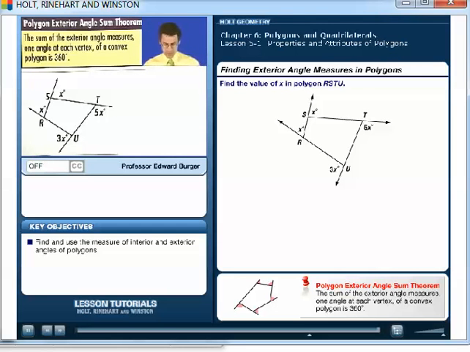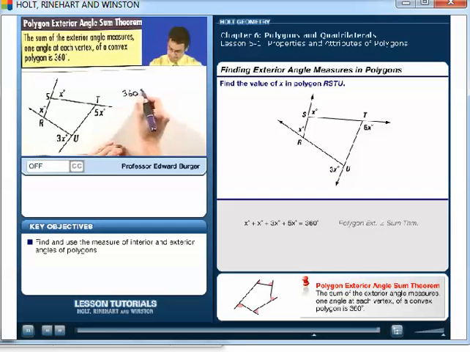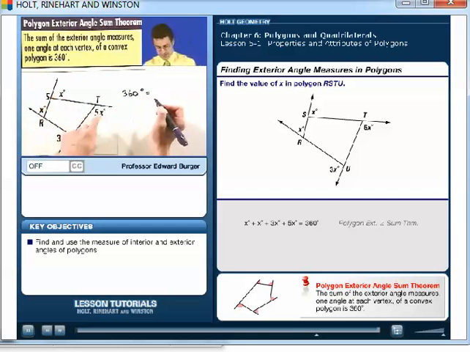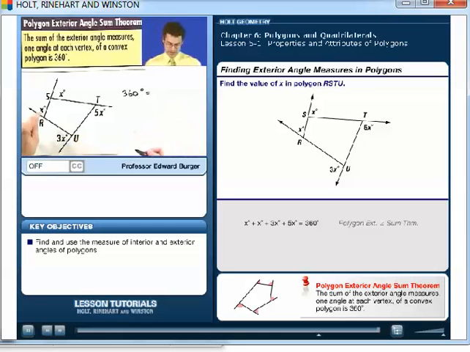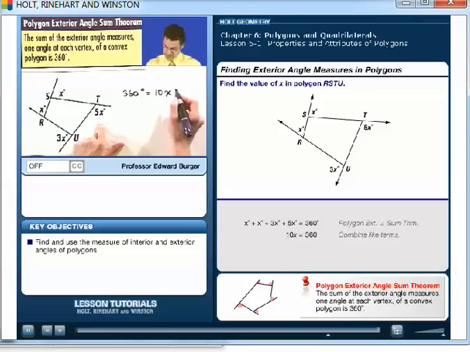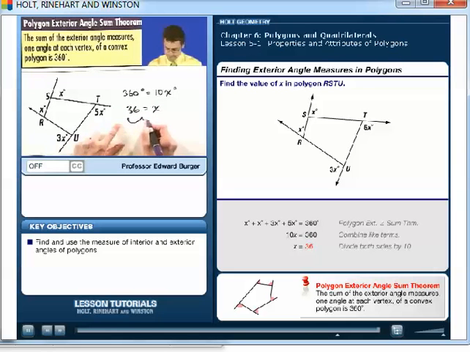Well, we know what the sum has to equal. The sum has to equal 360 degrees. That's the sum of all those exterior angles. But we can actually add them up. This is x plus x, that's 2x, plus 3x is 5x, plus 5x is 10x. So I know that that's the sum. And so if I divide both sides by 10, I see that x equals 36. And that's what I was asked to do, find x.